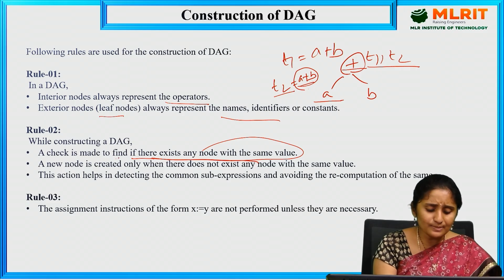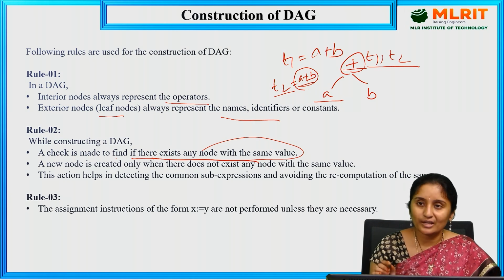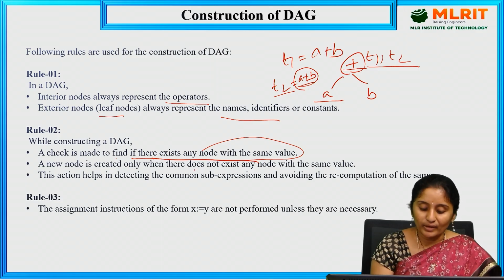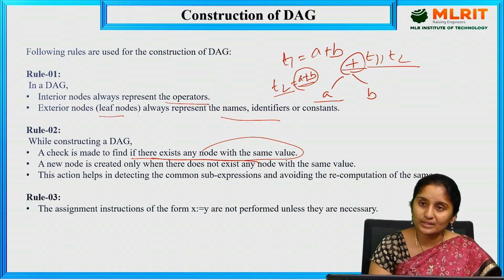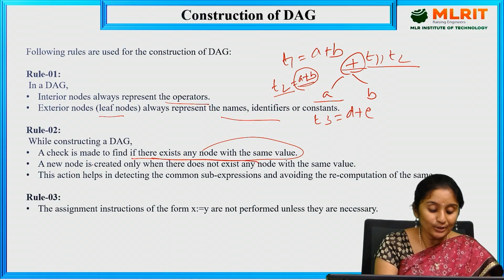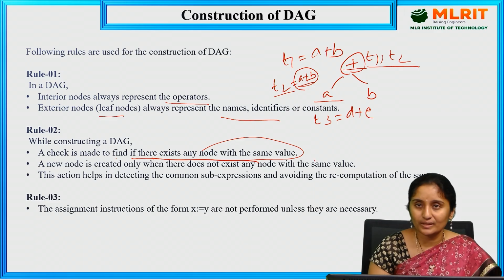A check is made to find if there exists any node with the same value. If there exists any node with the same value, we are going to cross check it. A new node is created only when there does not exist any node with the same value. So here, for example, T3 equal to D plus E is one more statement I am having.